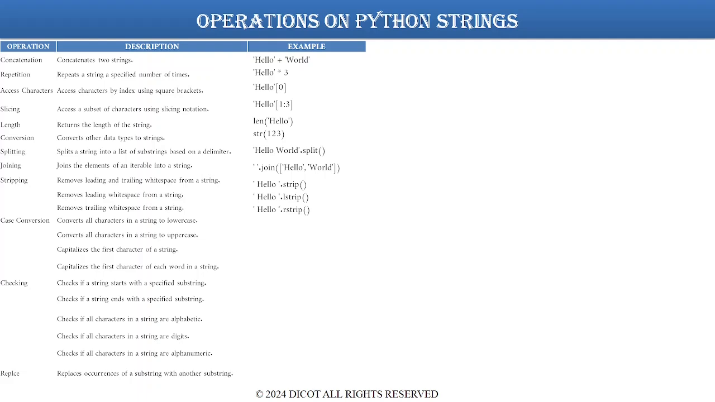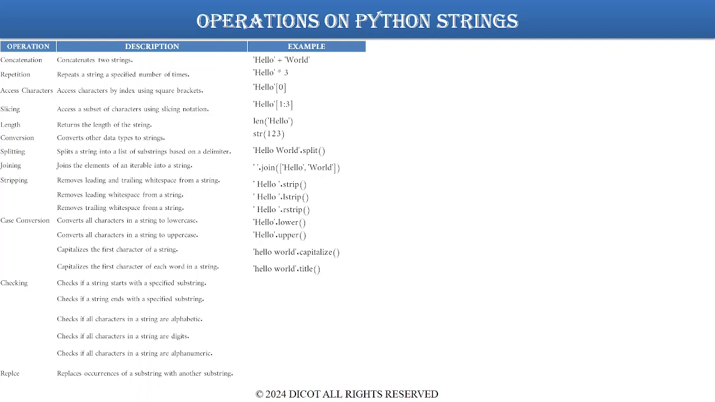Case conversion. Hello dot lower converts all characters in a string to lowercase. Hello dot upper converts all characters in a string to uppercase. Hello world dot capitalize will capitalize the first character of a string. Hello world dot title will capitalize the first character of each word in a string.